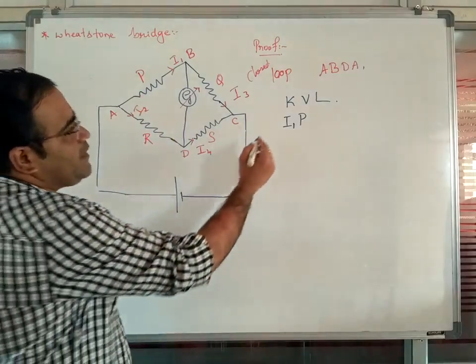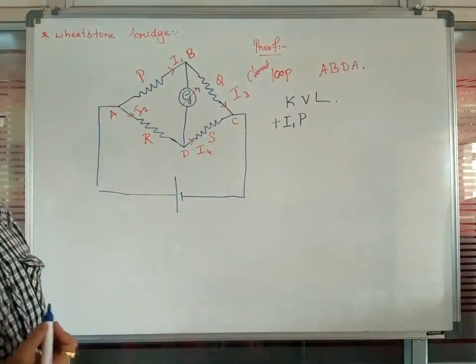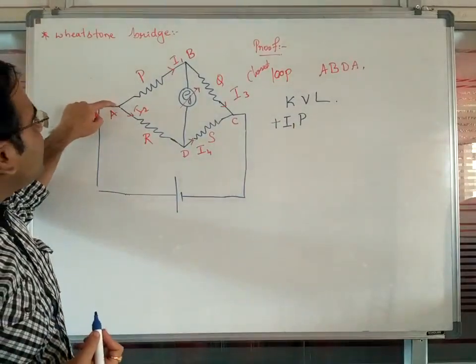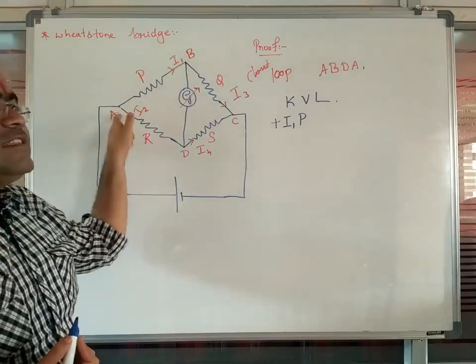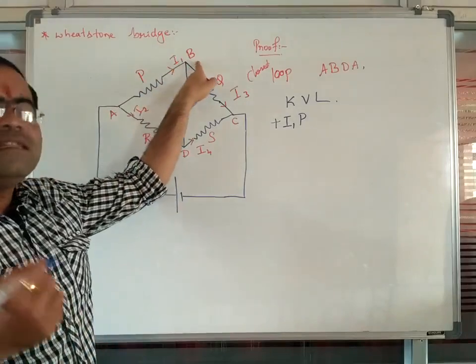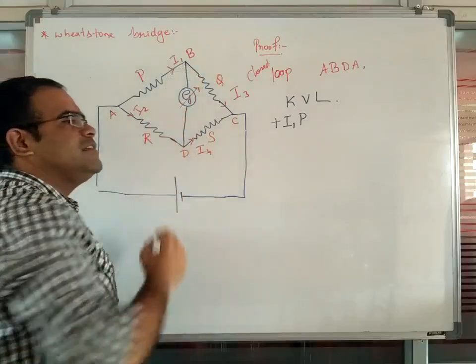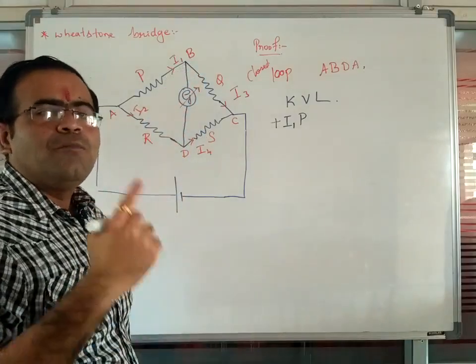So this will be taken as positive. The reason is that from point A to point B is the calculation order, and the electric current is also from point A to point B only.